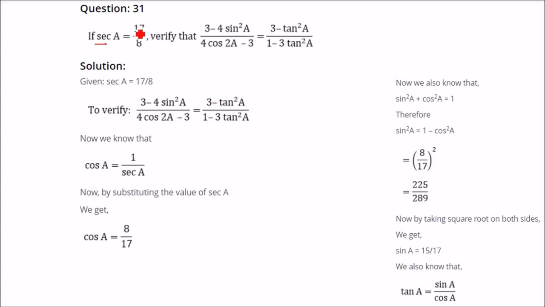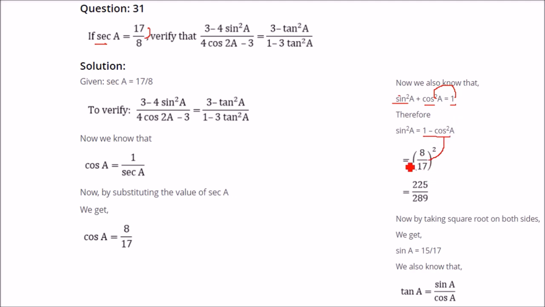See, sec theta is given, so you can use it to find sin theta. Sin square theta plus cos square theta is 1, so sin square theta will be 1 minus cos square theta. And cos theta is 1 by sec theta, so you can just invert it. 8 by 17 you can make. So in place of cos theta, you can put 8 by 17, which is from the sec theta.